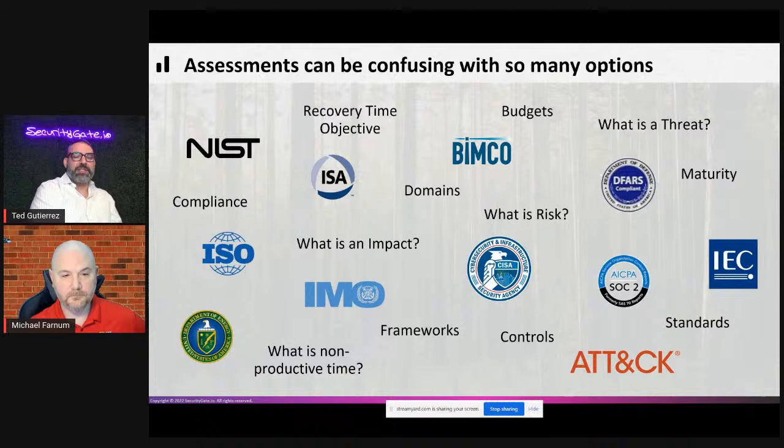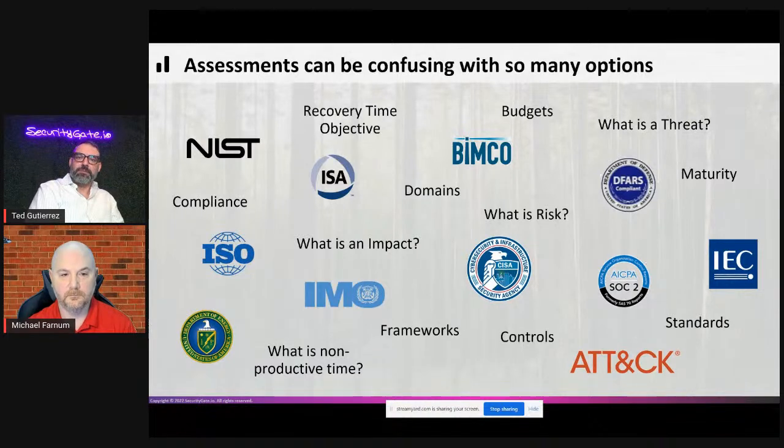You may have chief financial officers saying, hey, look, what's the ROI on our budgets? You may have operational people saying, hey, what's the recovery time objective, that if this facility goes down, this is how much time we're going to have to get it back up and running. You've got compliance, maturity. This is the world that a lot of practitioners live in right now.